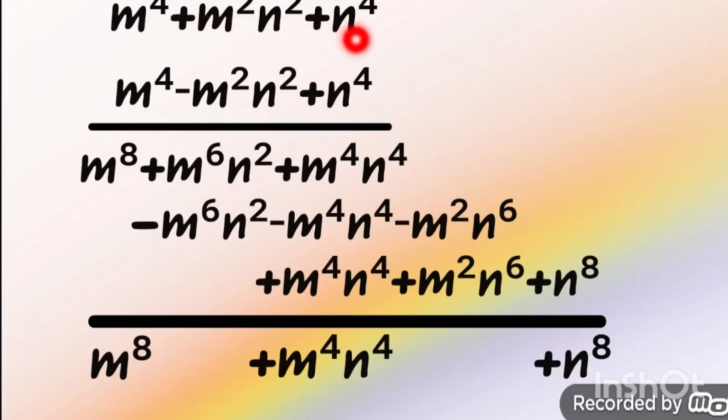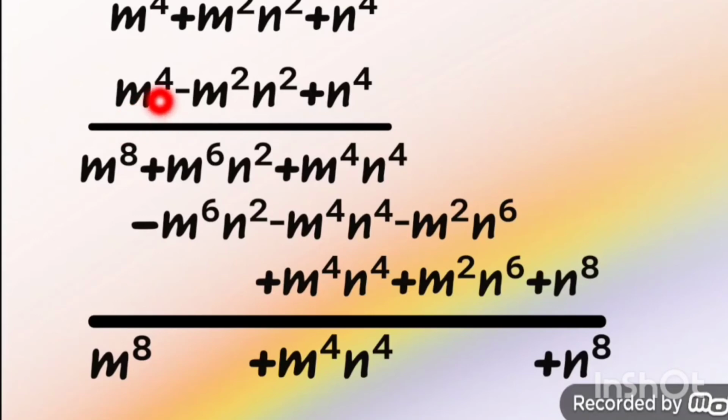This is the product of first two polynomials and this is the third polynomial. To multiply these two polynomials, first we will write these polynomials in vertical form. Now we take m4 and we will multiply it with each term of this first polynomial. M raised to power 4 multiplied by m raised to power 4 will be m raised to power 8. M raised to power 4 multiplied by m square n square will be m raised to power 6 n square.